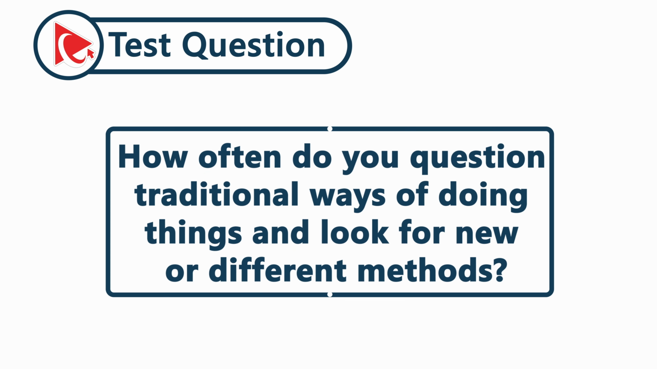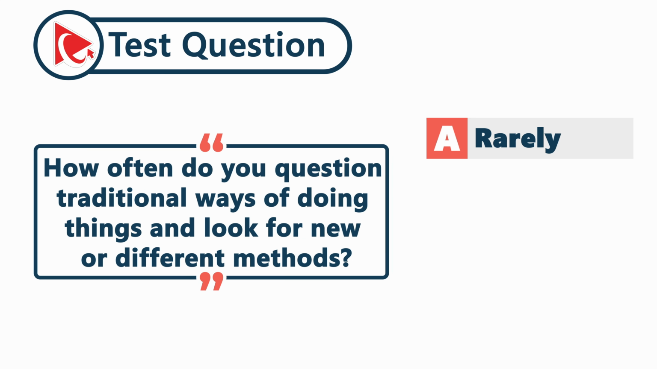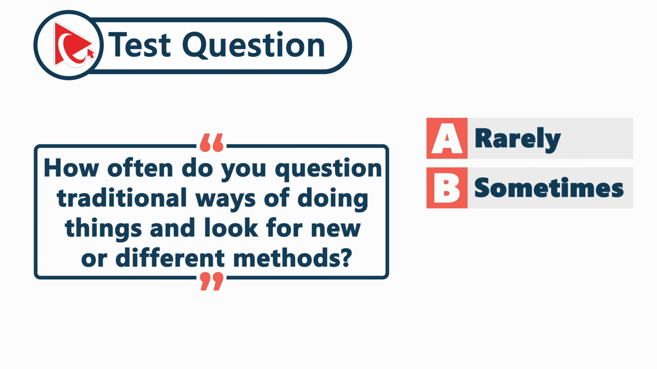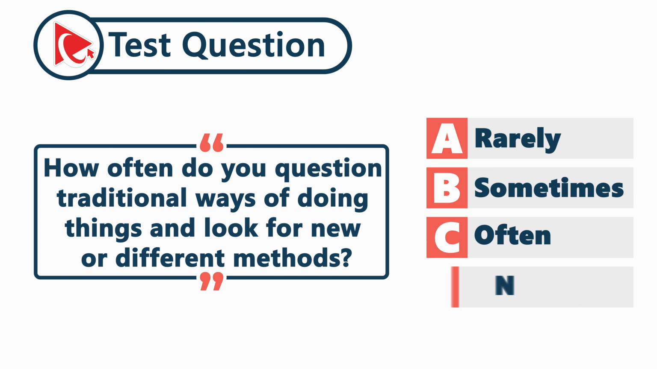You're presented with a simple-looking but not as simple to answer question. How often do you question traditional ways of doing things and look for new or different methods? You need to select your answer out of 4 possible choices. Choice A, rarely. Choice B, sometimes. Choice C, often. And choice D, never.